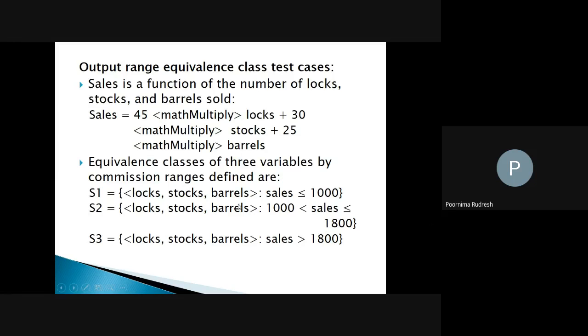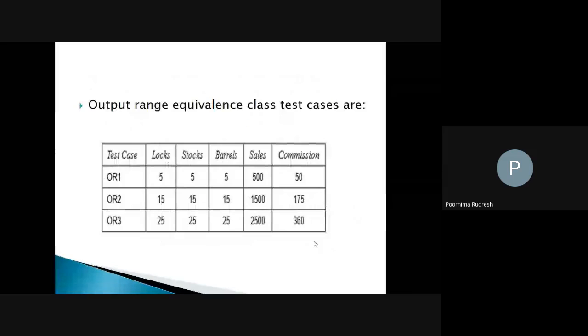So for that, we need to check the condition. Here the ranges are defined. For S1, whether the sales is less than or equal to 1,000. For S2, it is greater than 1,000 and less than 1,800. For S3, it is greater than 1,800. So based on that, we are calculating the commission.